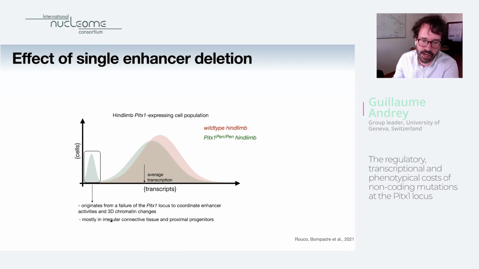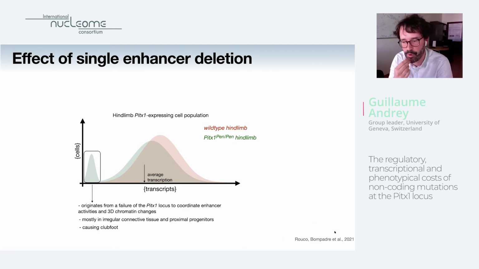These cells are mostly occurring in irregular connective tissue and proximal progenitors. And we think that they are really the reason for the phenotype, the clubfoot phenotype at the end. You can find more of this information in a preprint we recently posted. Now, after that, I will go to more preliminary data that we have on a completely inverted type of situation.